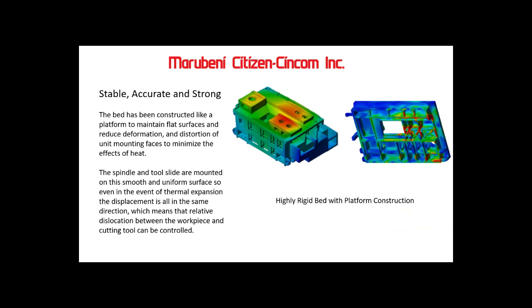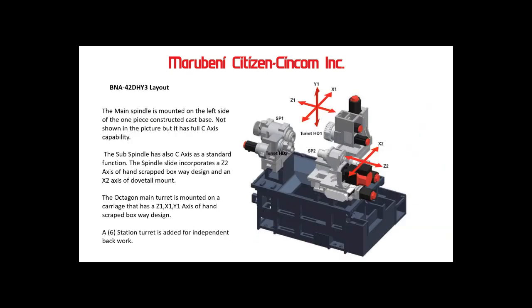So the bed's pretty much similar construction. Once again, it's designed to uniformly distribute heat within the machine and the casting itself. It's very thermally stable. On this machine, once again, the main spindle is a similar design. We have a sub-spindle with a C-axis, just like the BNA42S.